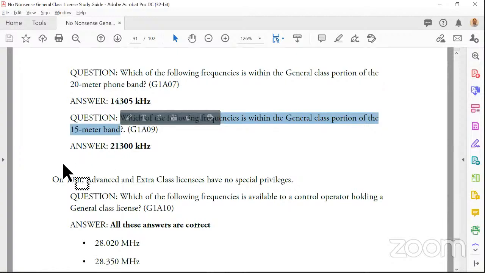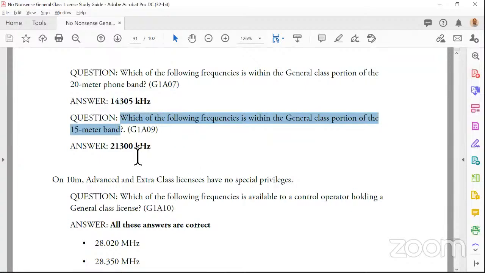Okay. Which of the following frequencies is within the general class portion of the 15-meter band? Okay, so let's just test the little theory that I was mentioning to you before. So if I were to divide by 300, guess what? If I divide 300 by 15, I'll get approximately 20. So you see, the answer is 21300. So that little rule of thumb helps me get very close to which frequency range it is. That little 300 I like to use.